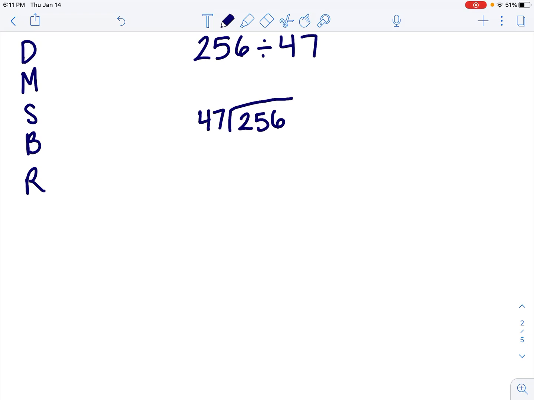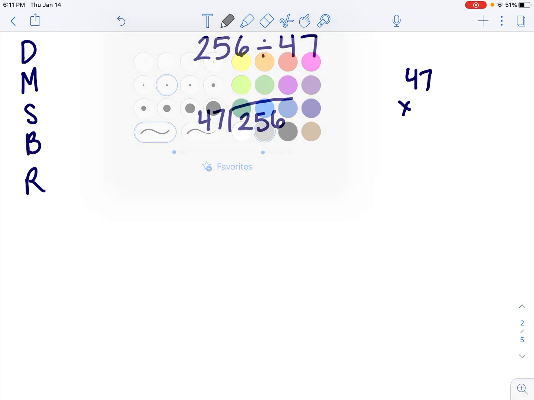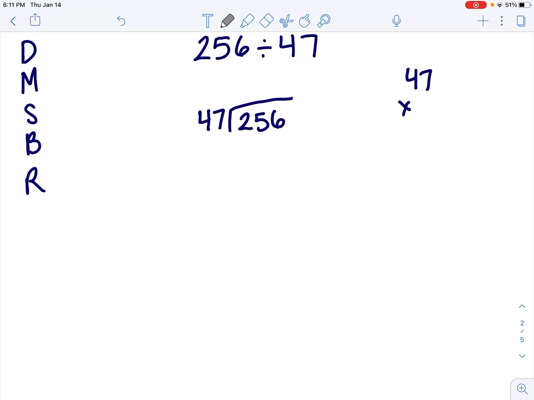Yesterday we talked about using estimation to help us skip count to figure out a starting place for 47 times something, to see how close we can get to 256 without going over. So we talked about taking our divisor and thinking with estimation, what is this number pretty close to? Something that might end with a 0 that's easier to skip count by. 47 is really close to 50. So I'm going to come next door and skip count by 50s really quickly to see if we can get an idea of where to start with 47 times something to get close to 256.